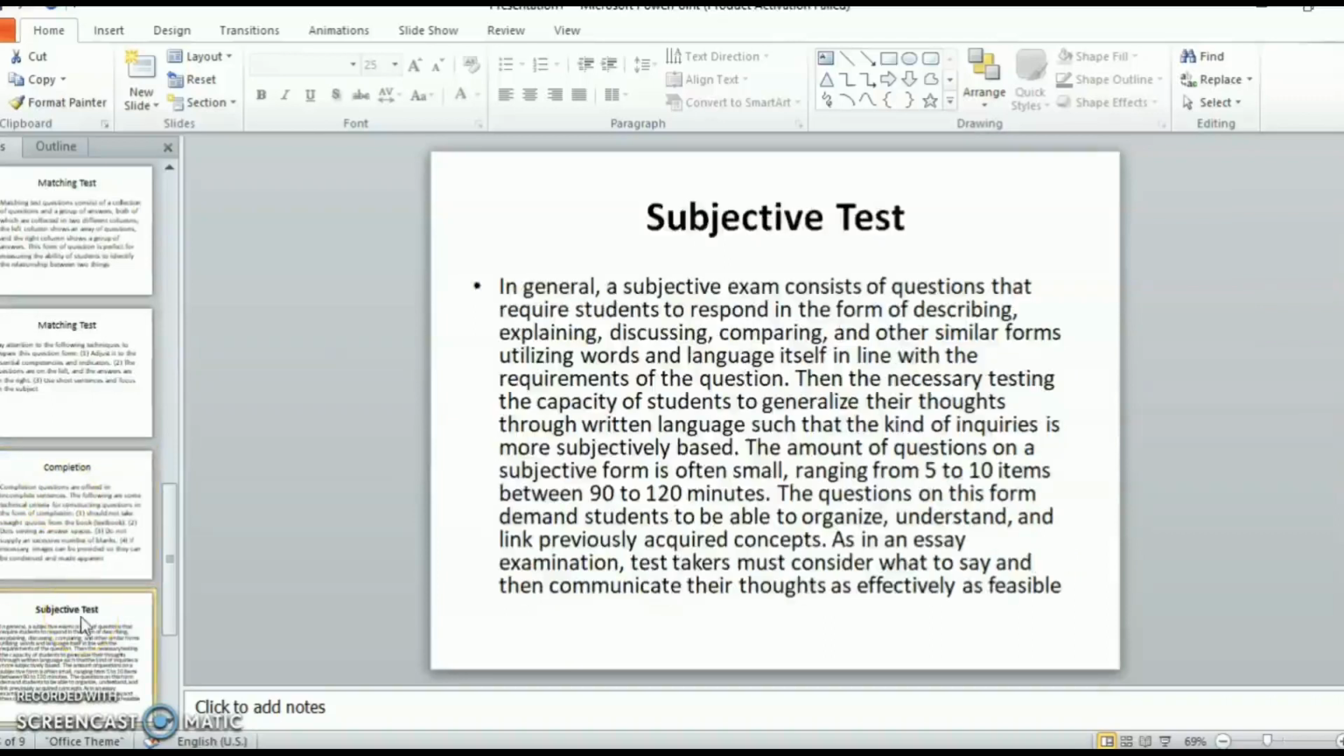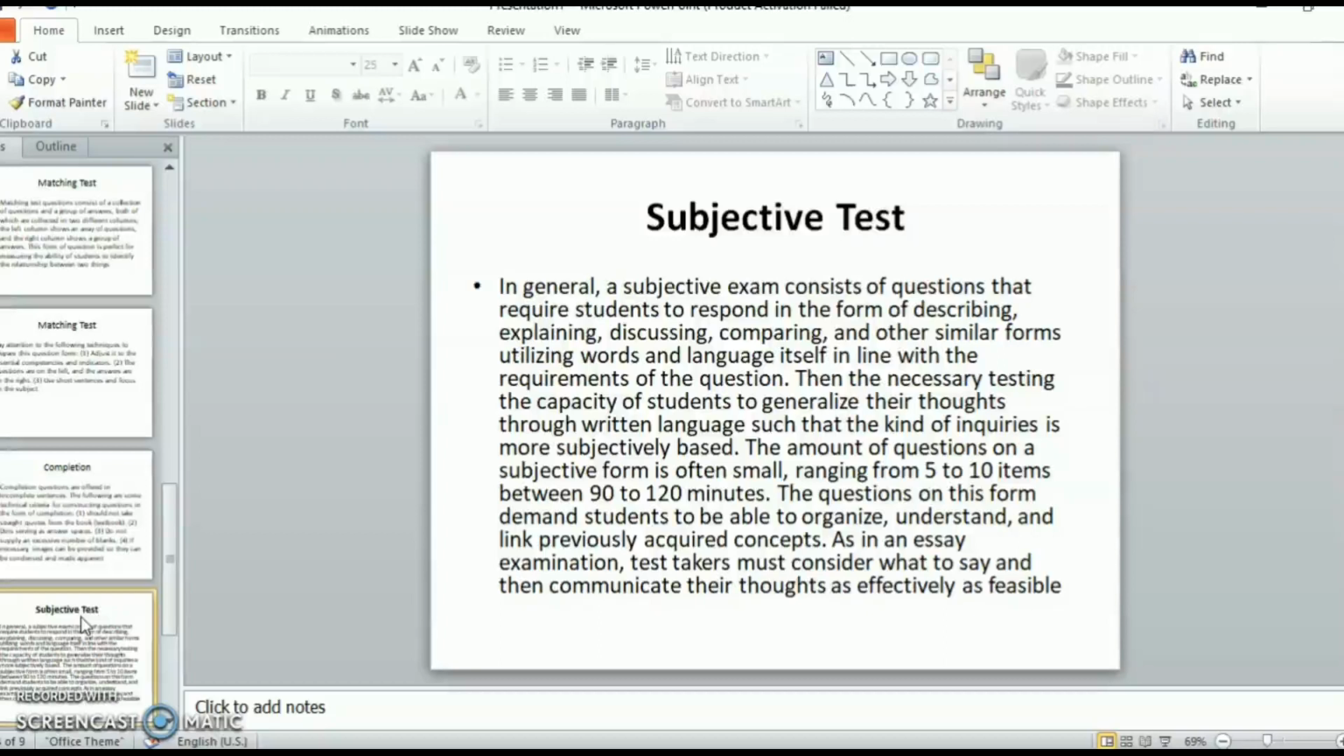The next form of test besides objective is the subjective test. What is a subjective test? In general, a subjective exam or test consists of questions that require students to respond in the form of describing, explaining, discussing, comparing, and other similar forms, utilizing words and language itself in line with the requirements of the question. Then, it is necessary to test the capacity of students to generalize their thoughts through written language, such that the kind of inquiries is more subjectively based.